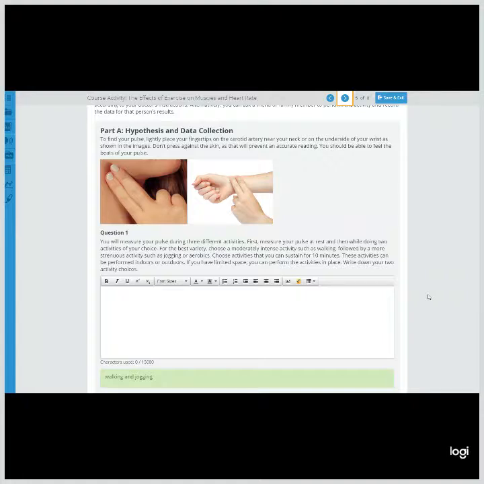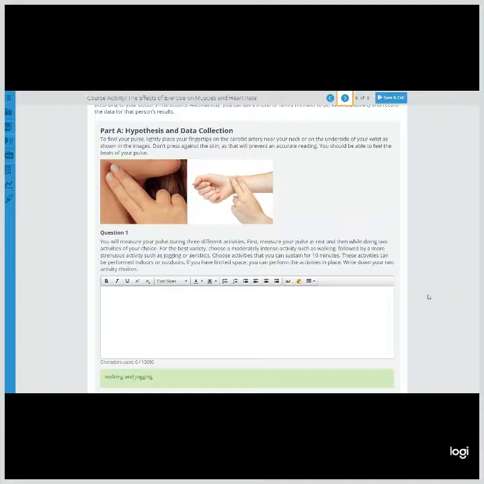So question 1. You will measure your pulse during 3 different activities. First, measure your pulse at resting, then while doing 2 activities of your choice. For the best variation, choose a moderately intensive activity such as walking, followed by a more strenuous activity such as jogging, or some type of aerobics such as jumping jacks. Choose activities that you can sustain for 10 minutes.